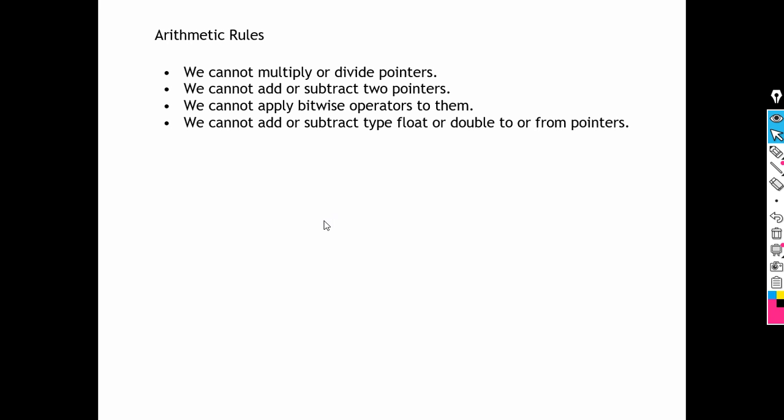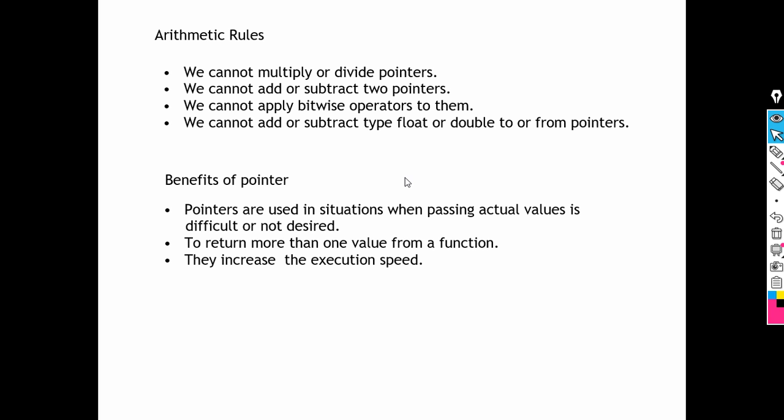Arithmetic rules: the operations that are not allowed on pointers are these. We cannot multiply or divide pointers, we cannot add or subtract two pointers, we cannot apply bitwise operators on them, and we cannot add or subtract type float or double to or from pointers, right?